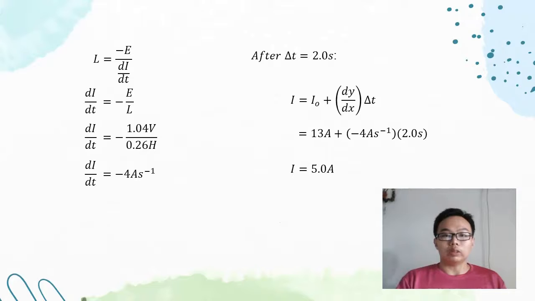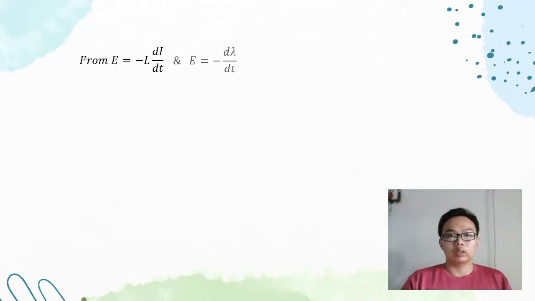After 2 seconds, we use the formula I equals the initial current plus the rate of change of current multiplied by the time taken. We substitute the values given, and we get the current after 2 seconds is 5 amperes.